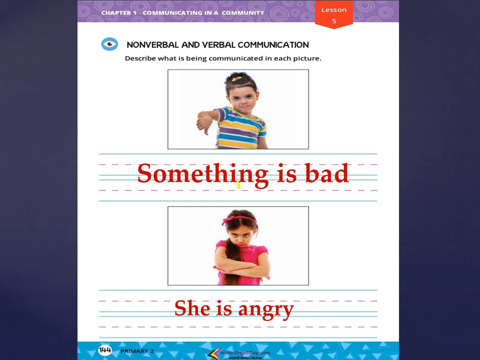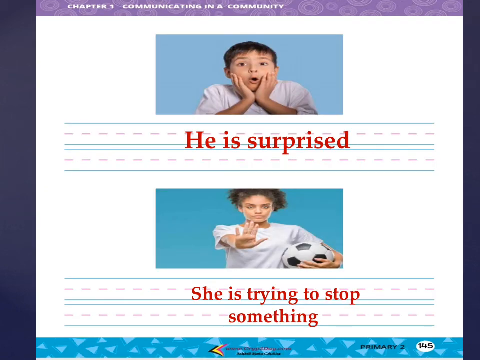Okay, the second picture, look at this girl. She is angry. Okay. Let's look at the first picture. This boy, what do you think he is trying to say? He is surprised. He is surprised that he sees this thing. The second picture, this girl is trying to stop something. She is trying to prevent something from happening, saying stop.